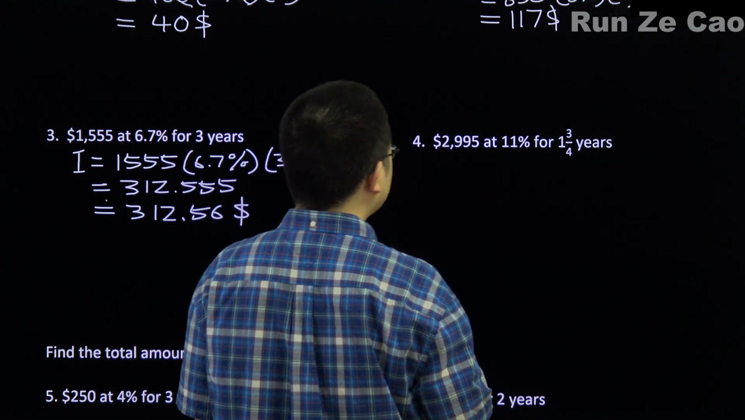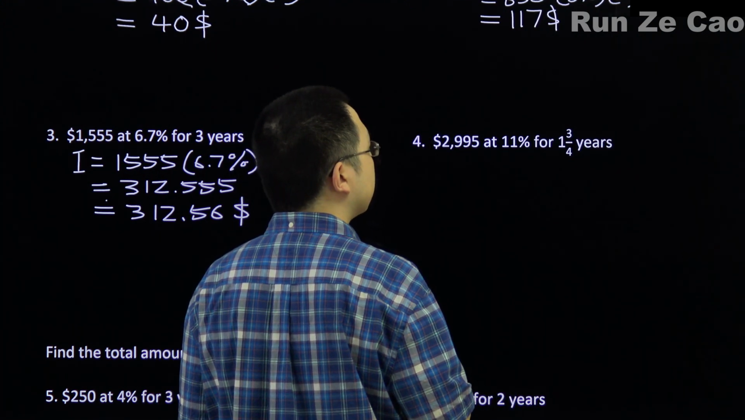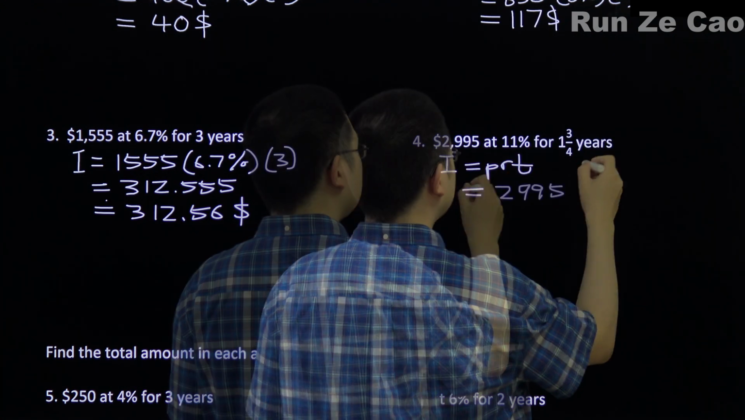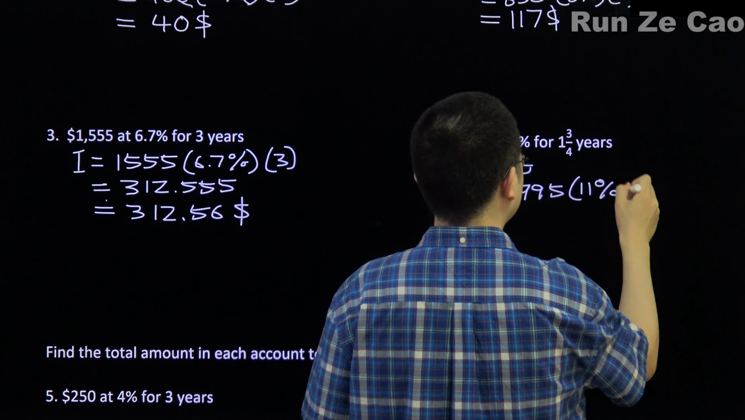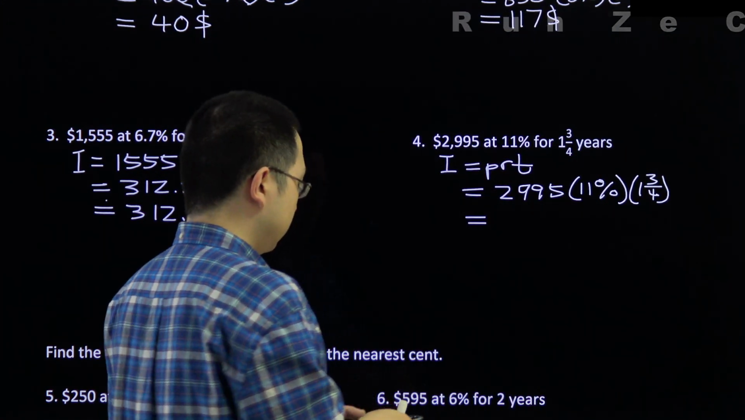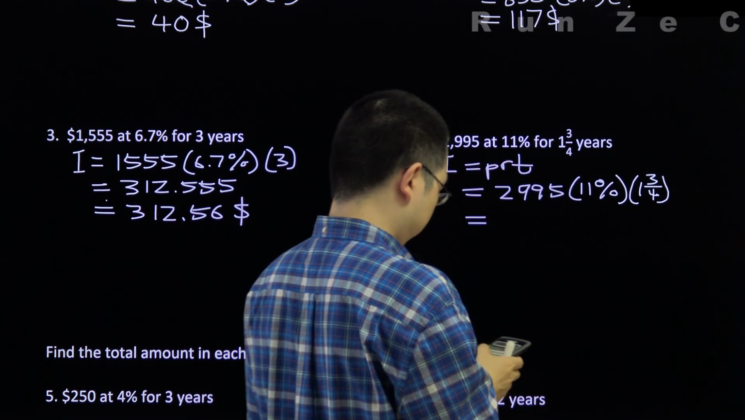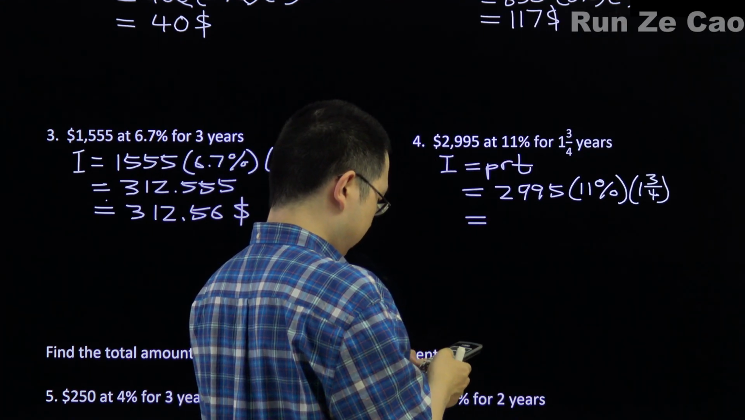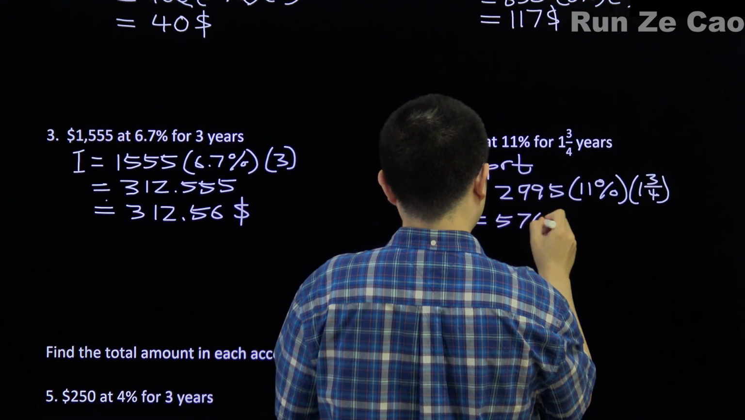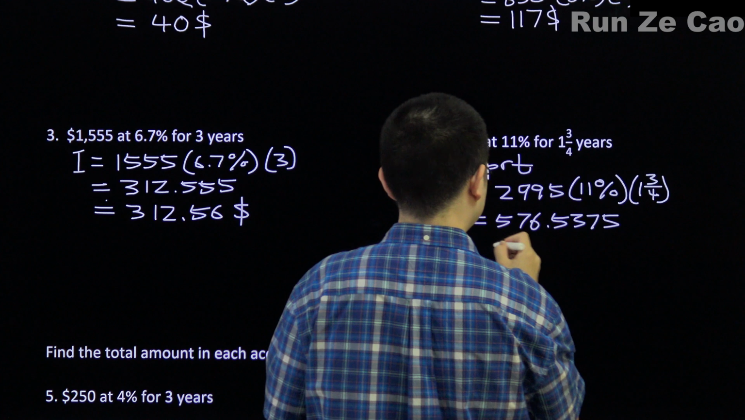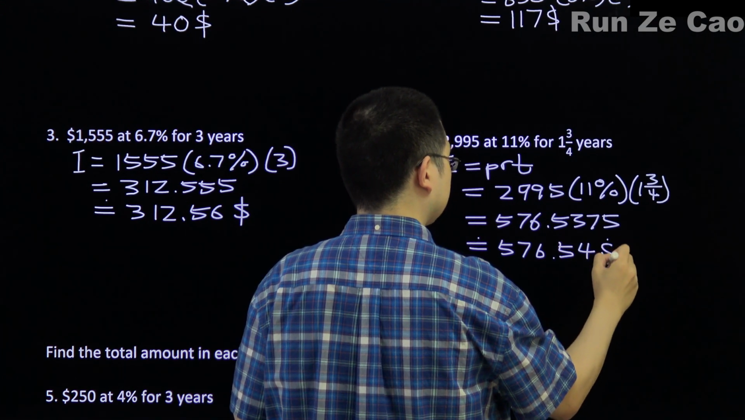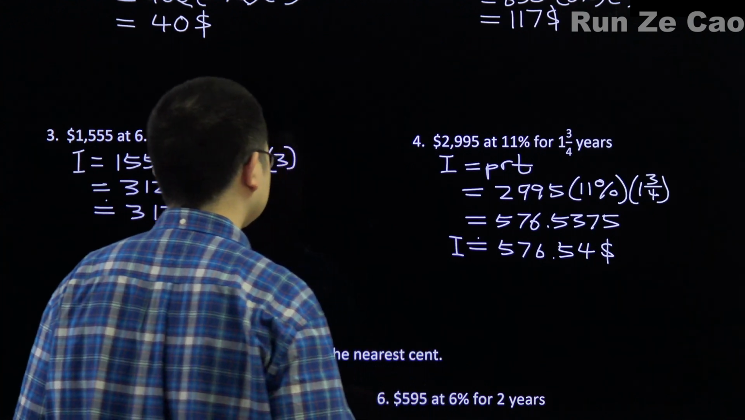Now, 2,995 at 11% for 1 3/4 years. That leaves us with interest is equal to PRT and 11% for 1 3/4 years. So 1 3/4 years, 1.75 times 0.11 for 11% times 29.95 gives us 576.5375. So approximately $576.54. That is the amount of interest gained.